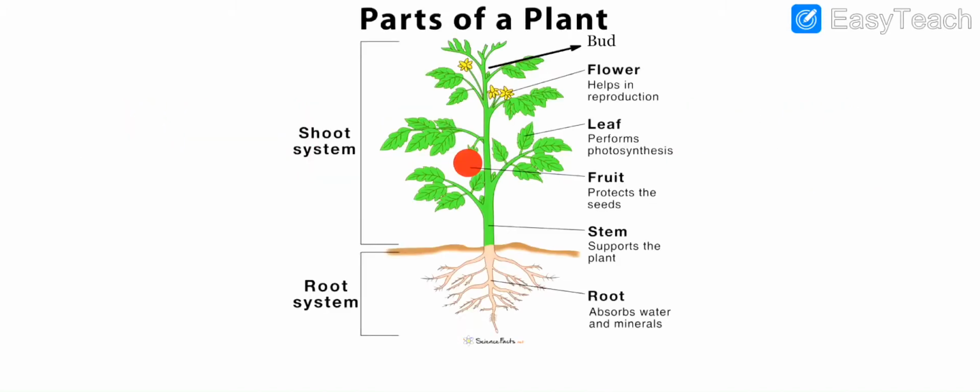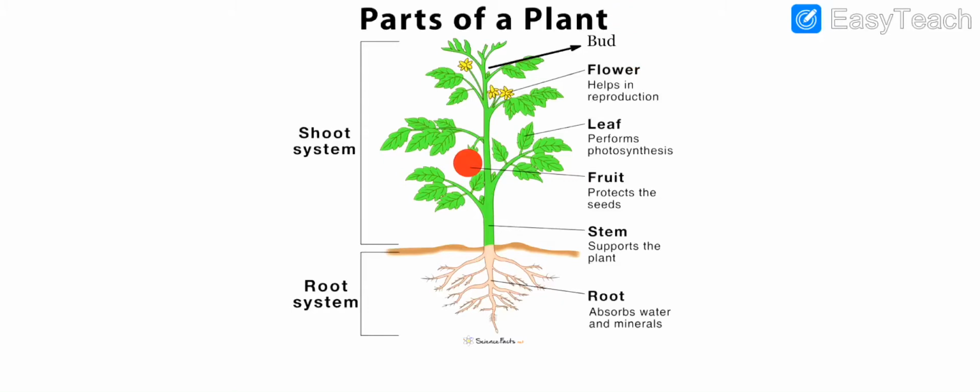Now children, a plant has two main parts. If you look at this picture, there is a part which is above the ground and there is a part of the plant which is below the ground. So plants have two main parts: the one below the ground is called the root system, and the one above the ground is called the shoot system. The root system comprises roots, and the shoot system consists of the stem, the fruit, the leaf, the flower and the bud.